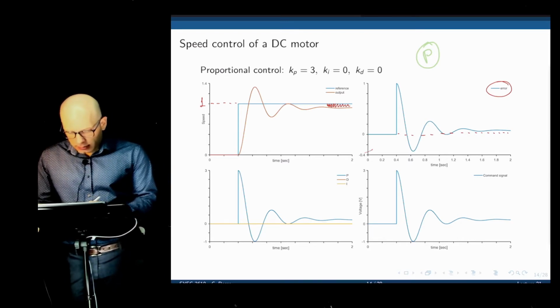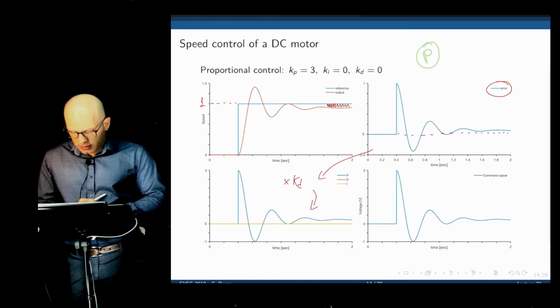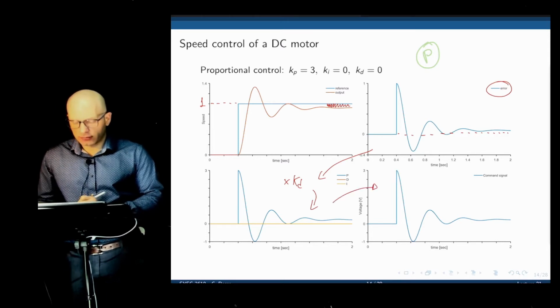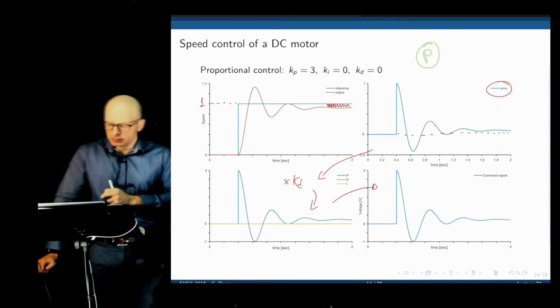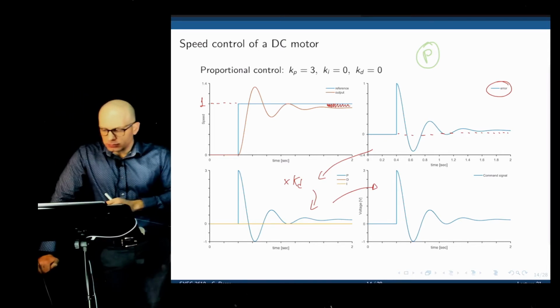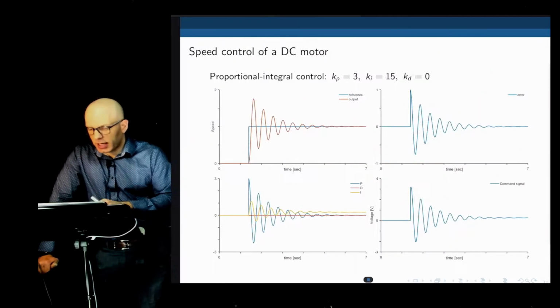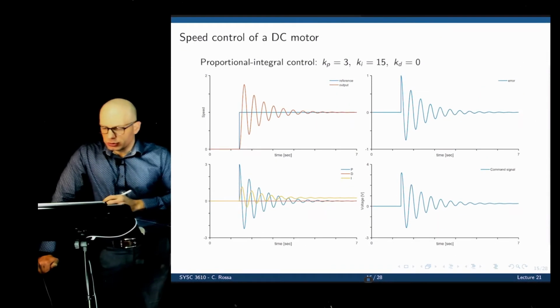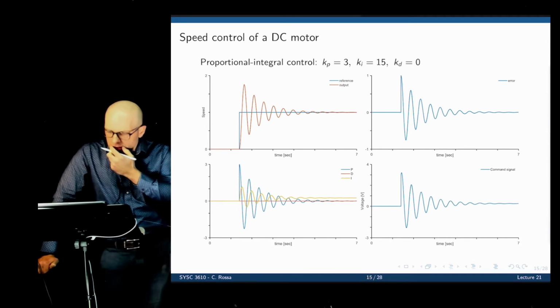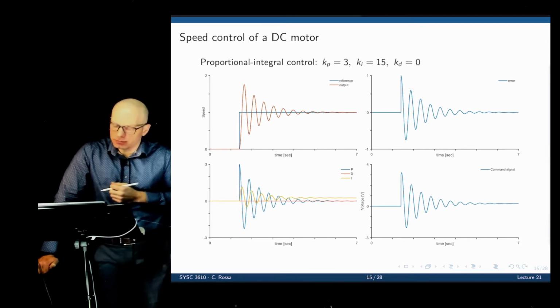We take the error, we multiply that by KP. That's it. All right? And that is what we give to the motor. So some steady state error, some overshoot. Now let's add the integral controller. See what happens here, a lot more overshoot, but no steady state error.